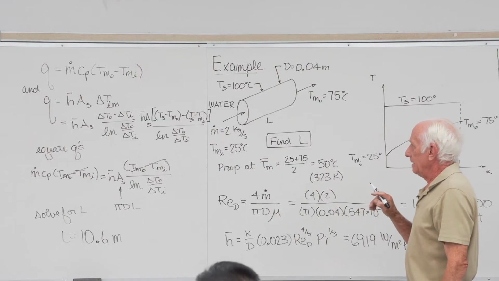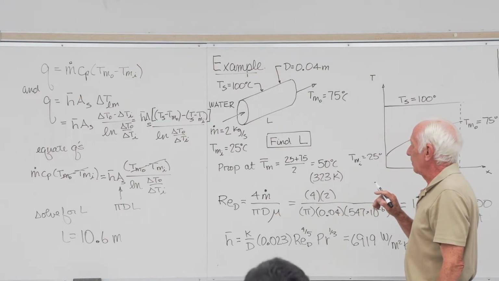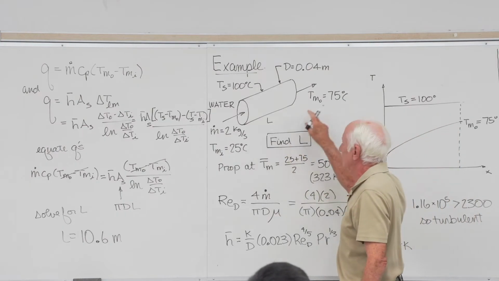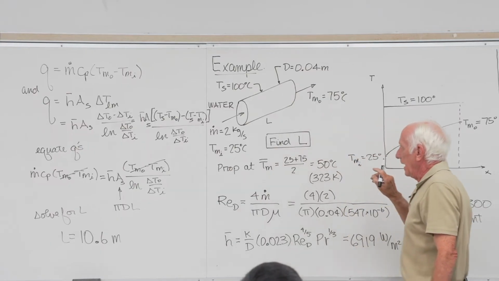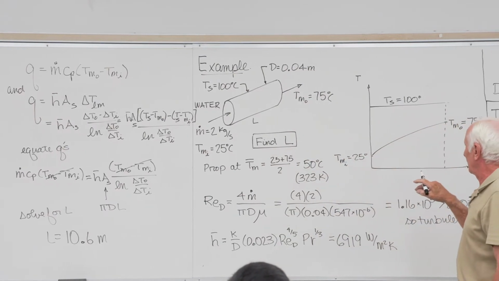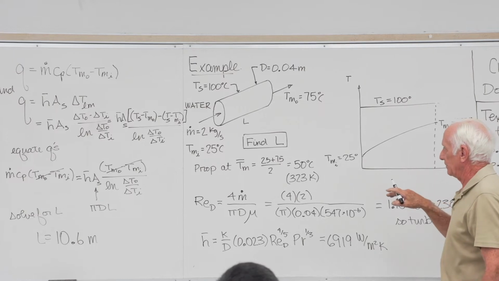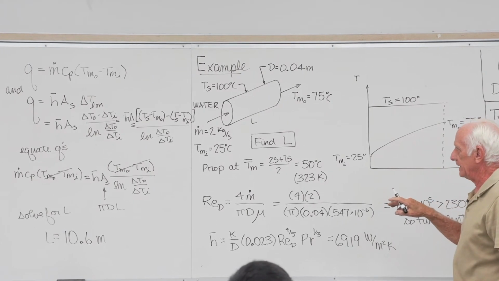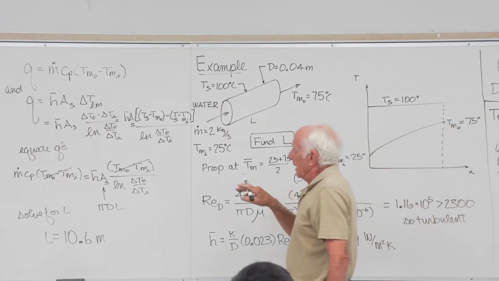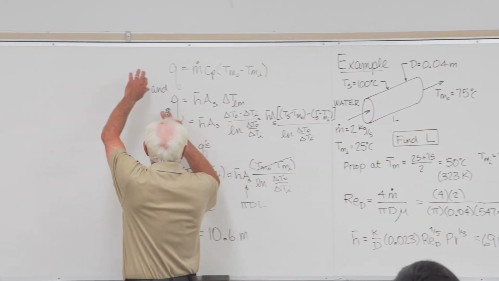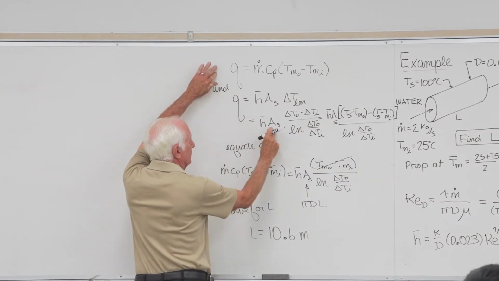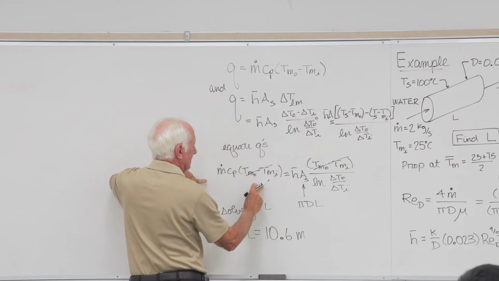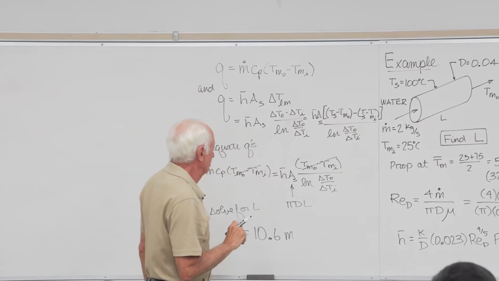All right, 10.6 meters long, and the water gets heated from 25 to 75. We used the turbulent flow equation from chapter 8, 8.60, to find H bar, and then equated the Q's and have the length in the surface area, and then eventually solve for the length.